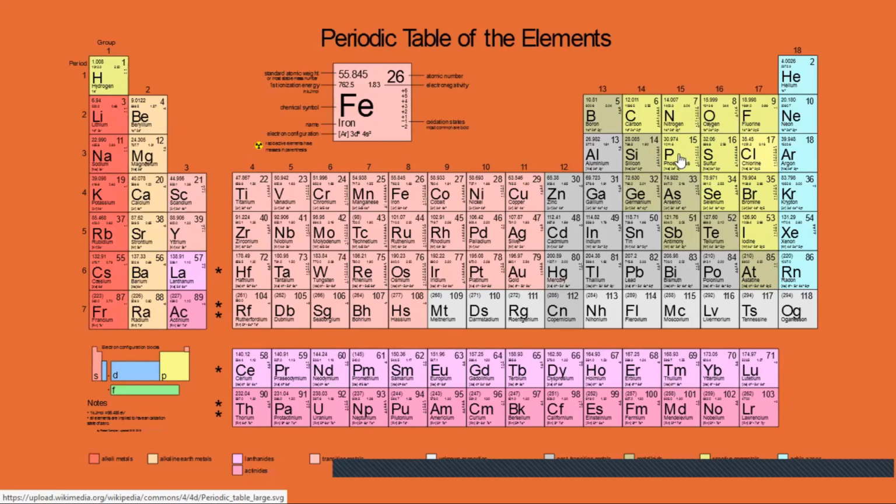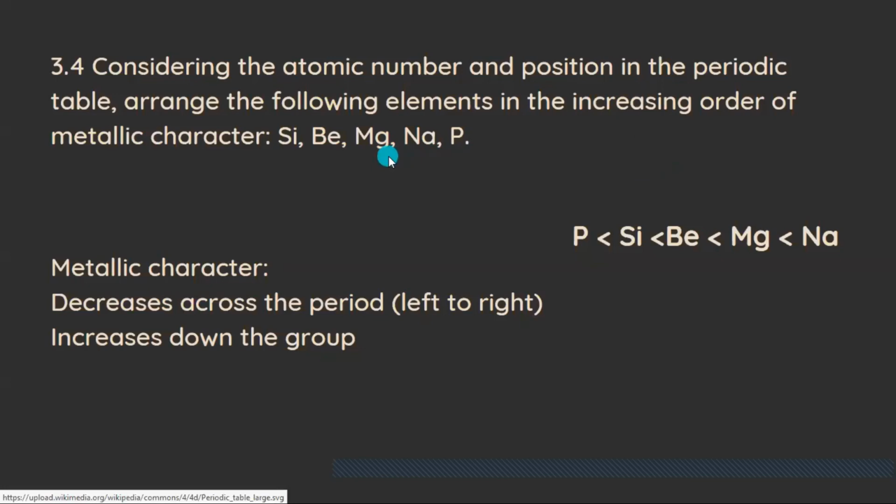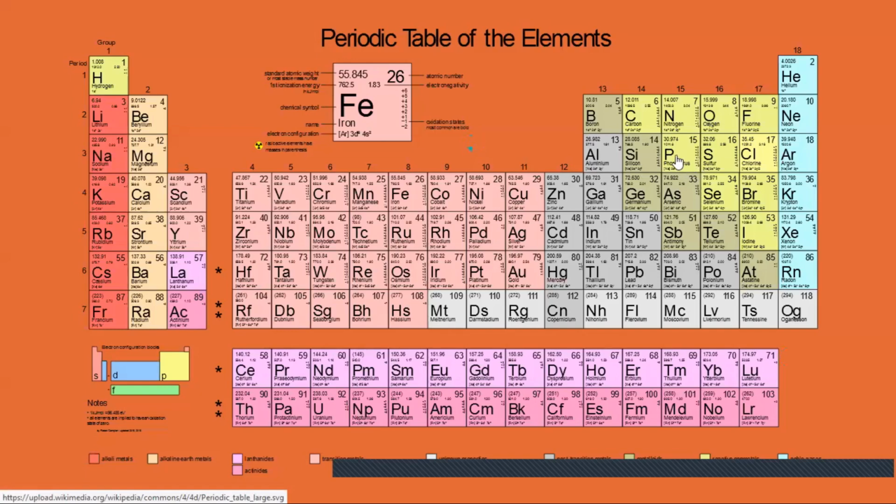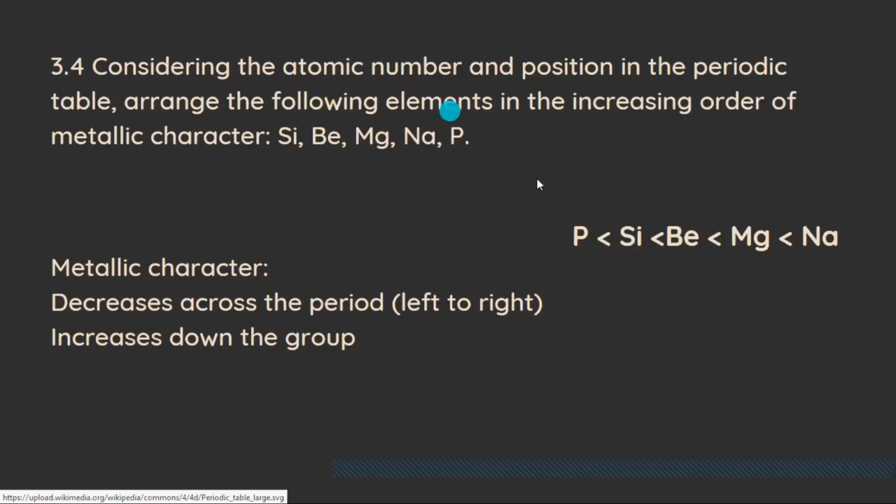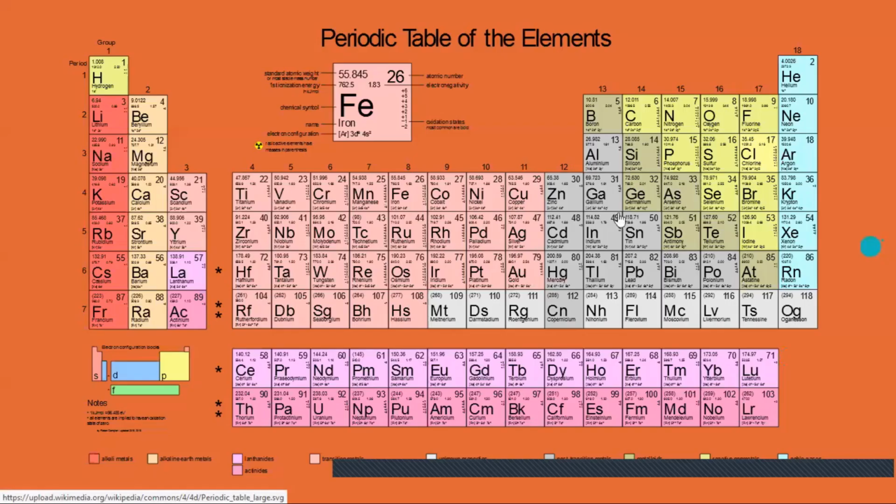So here you have been given phosphorus, silicon, beryllium, magnesium, and sodium. Here, if you notice, phosphorus is over here. So phosphorus, silicon. Then, so phosphorus and silicon is clear. Now, because metallic character decreases across the period, the reason we have beryllium before magnesium and sodium is because beryllium is above magnesium.